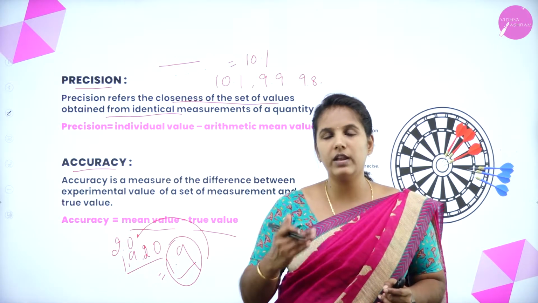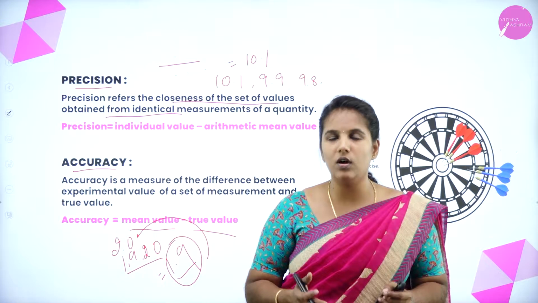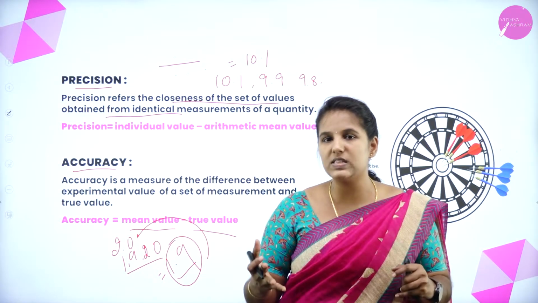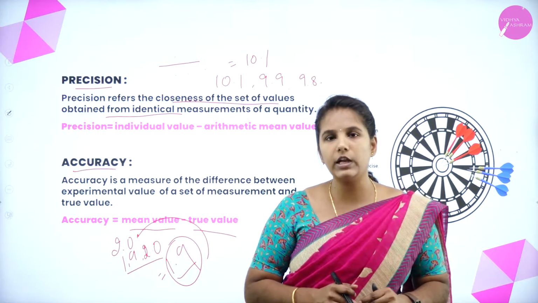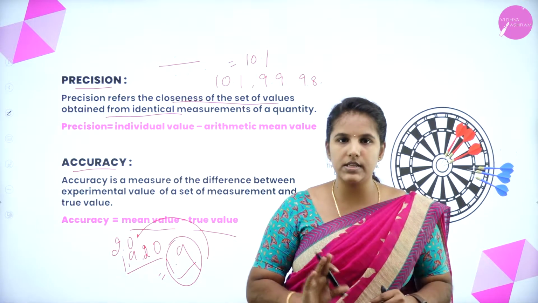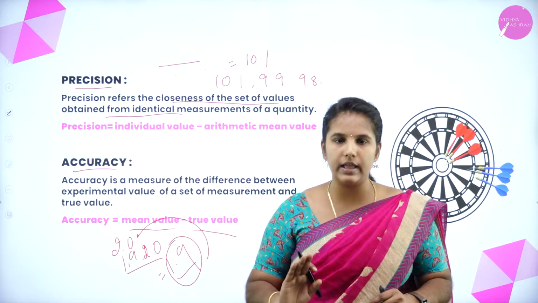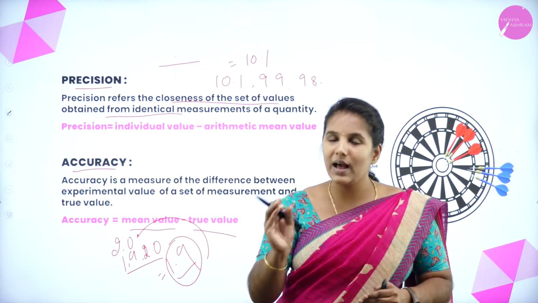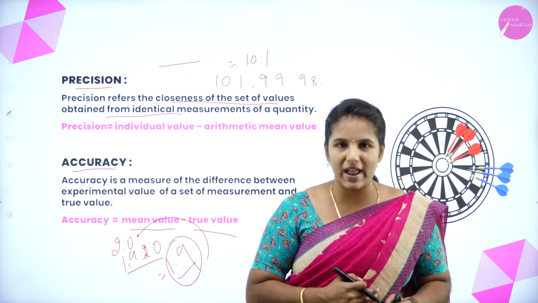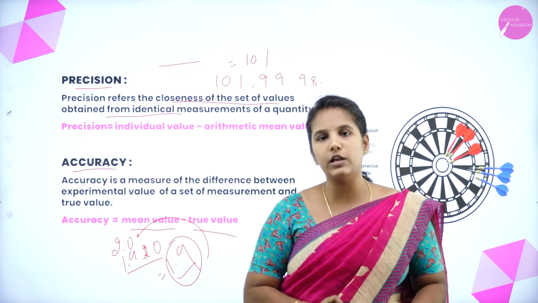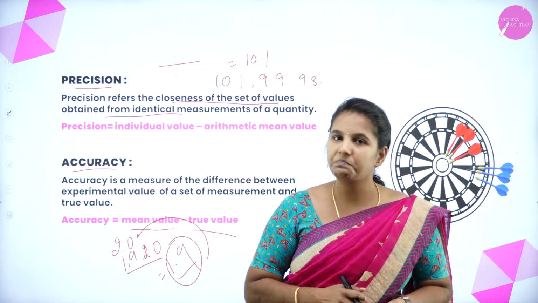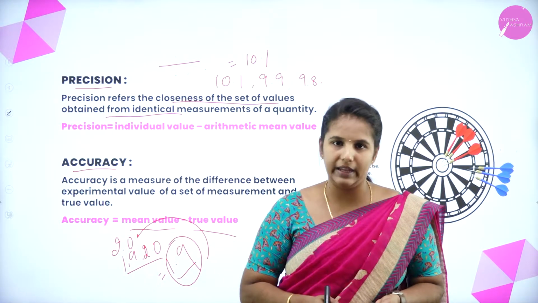Then we say, when we talk about the accuracy, the accuracy means the difference between the mean value and the true value. How to find that out? Take the results from trial 1, 2 or 3, take the average of that, and compare that average value with the true value. If the mean value is similar to the true value, then we say the result is accurate.